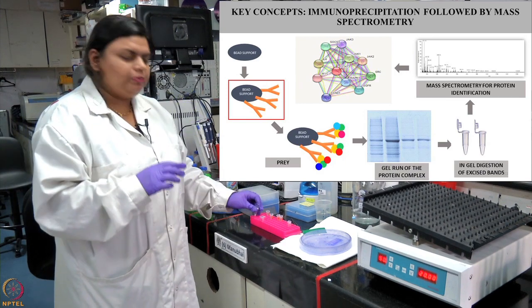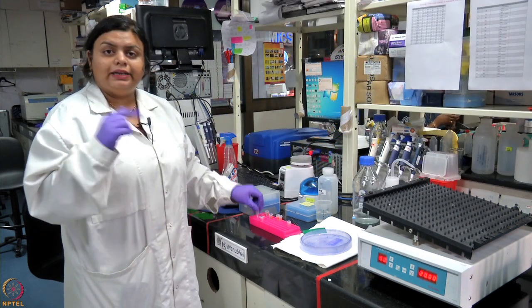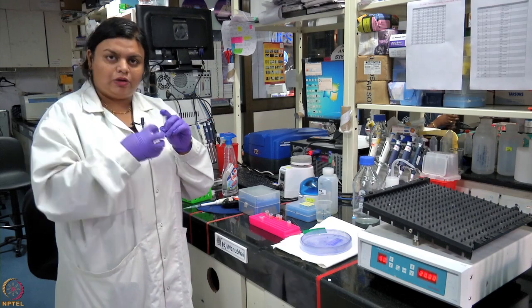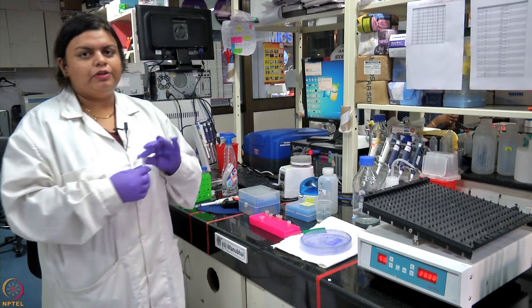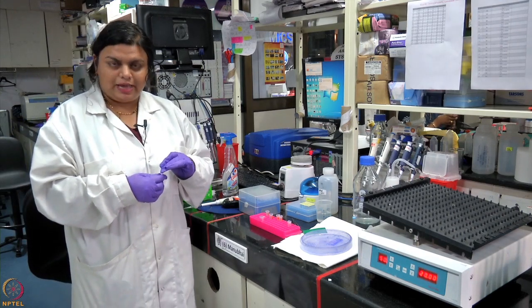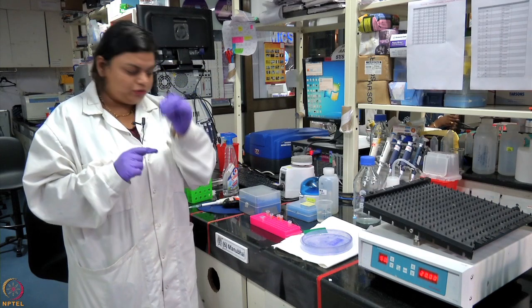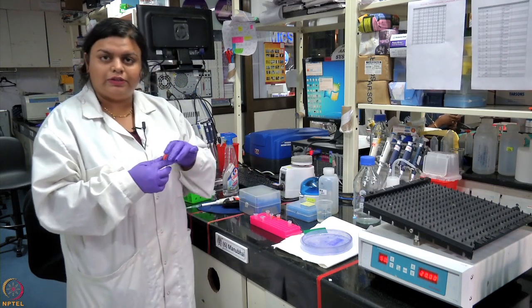So first of all, we'll prepare a bead antibody conjugate, and then because the antibody is specific to the protein of interest, we will try to pull down that protein from your biological sample. So we will perform the experiment in three steps. Number one, we will prepare the antibody bead conjugate. Number two, we will be doing the pre-clearing of the lysate.